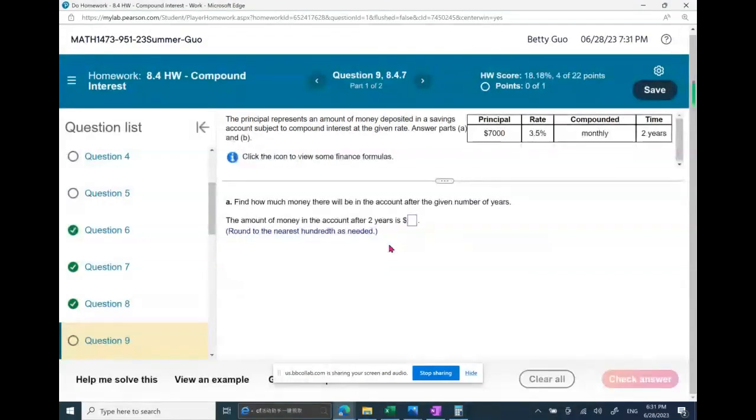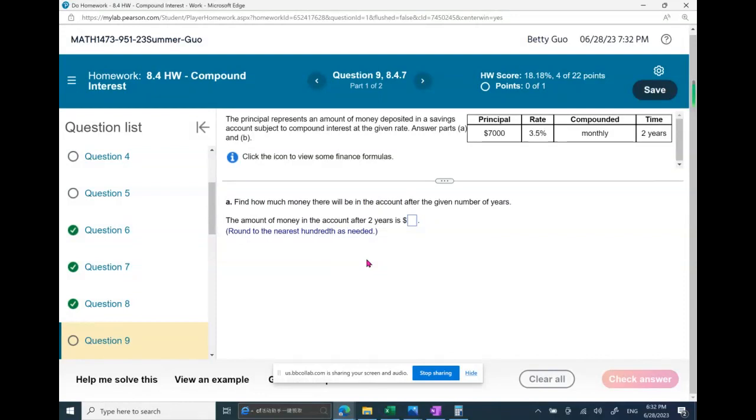Okay. Question number 9. I think this is the same, right? Yeah, same. Okay, the principal. Part A. Find how much money there will be in the account after the given number of years. Okay, I'm going to sort the information here. And I want you please to do the same thing. Copy down the information on your scratch paper. Yeah, just grab a paper and write it down.